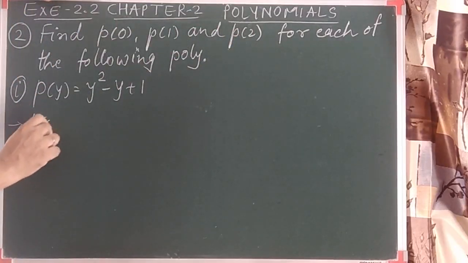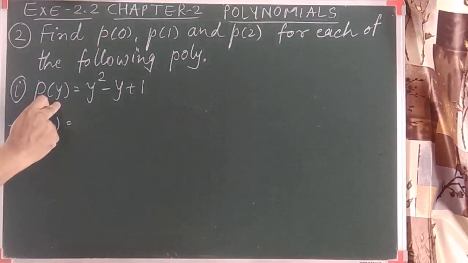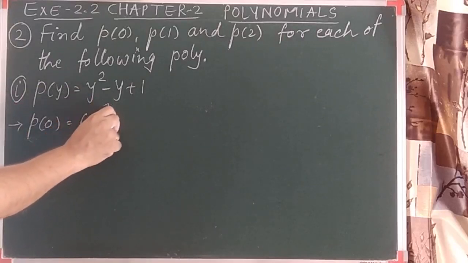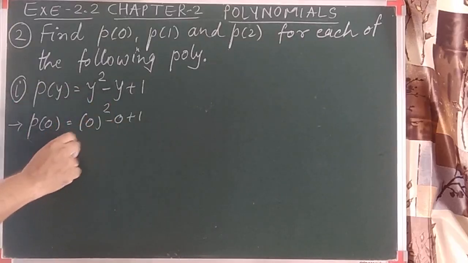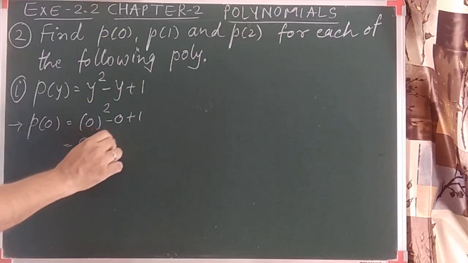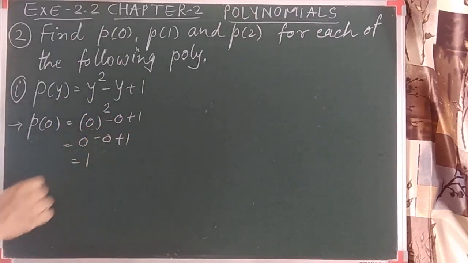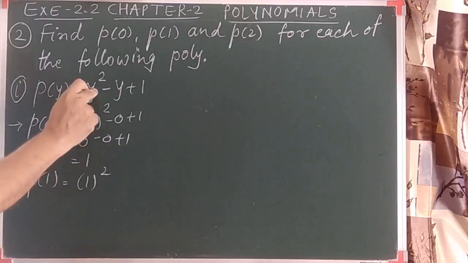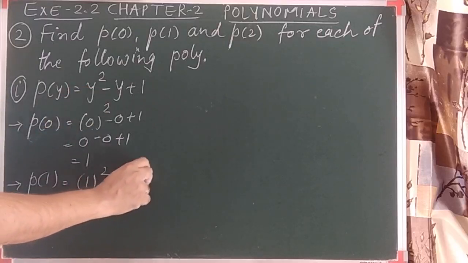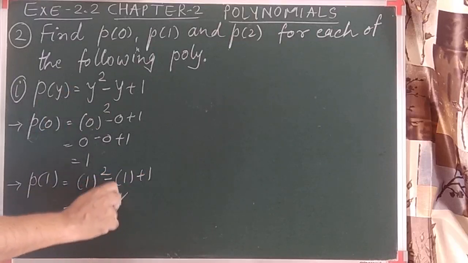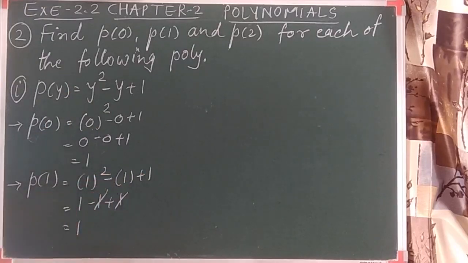So let us first find out p of 0. That means the value of y we have to substitute 0. So y की जगह हम 0 रखेंगे. So whenever we substitute 0, 0, 0, so we obtain the answer 1. Now let us substitute y as 1. So wherever the y is there, we have to substitute 1. Square of 1 is 1, minus 1, plus 1. Plus minus cancel. So the answer is 1.